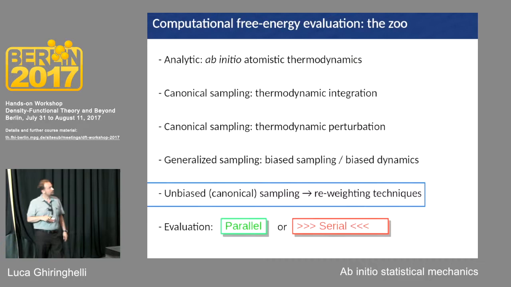Now I go to the unbiased methods. I give it a little bit more space, relative to this short lecture, or let's say this compact full course of computational statistical mechanics in 1 hour. I go to unbiased sampling because, well, I prefer it, and I hope I can convince you that it is preferable when you can do it.